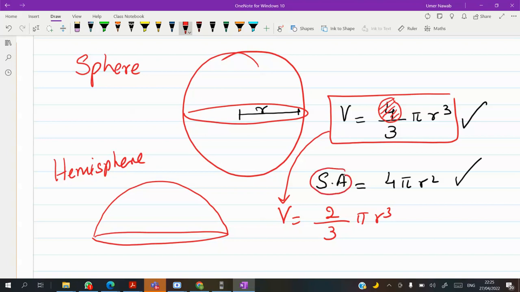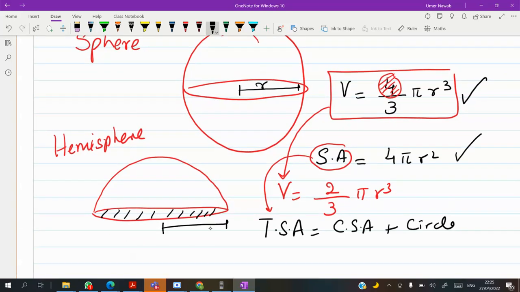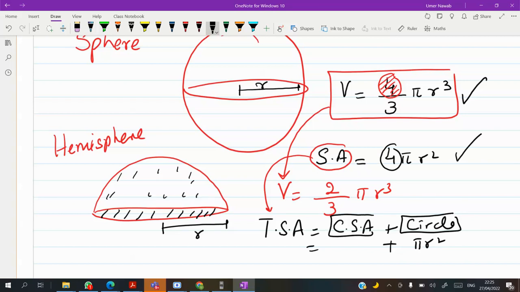What about the surface area? Same thing, half of the surface area. But now I'm going to use not surface area, I will use TSA, the total surface area. The total surface area is the curved surface area plus the bottom, which is a circle. The bottom is a circle, and if you know the radius of the circle, the area of the circle is pi r squared. The curved surface area, which is this curved part, is half of the sphere's, which is 2 pi r squared. So 2 pi r squared plus pi r squared is 3 pi r squared.